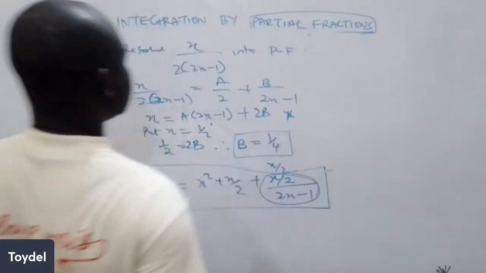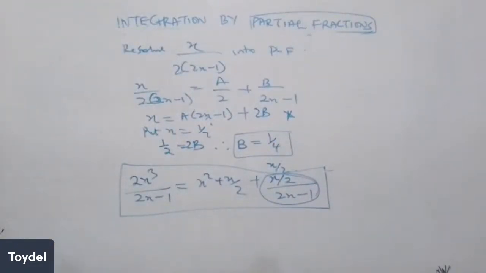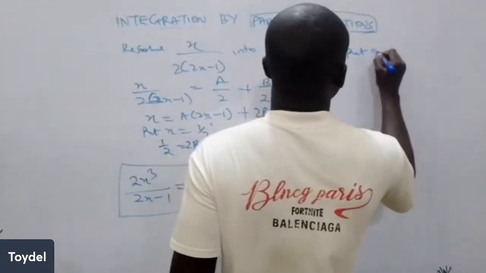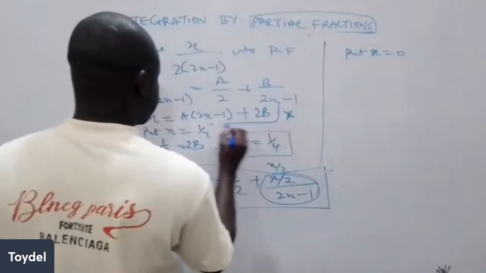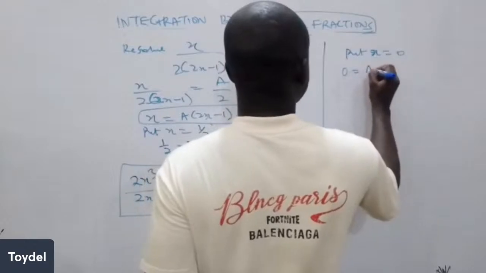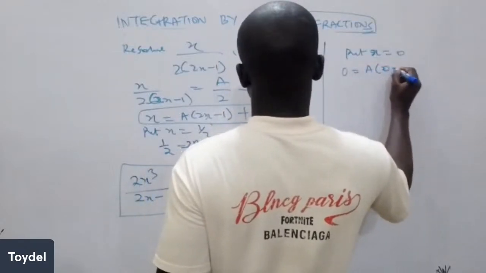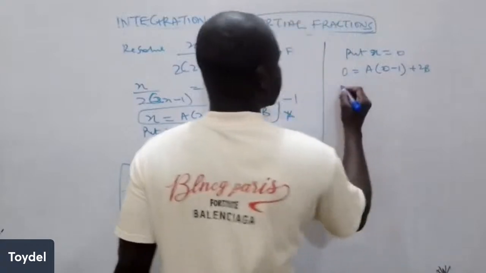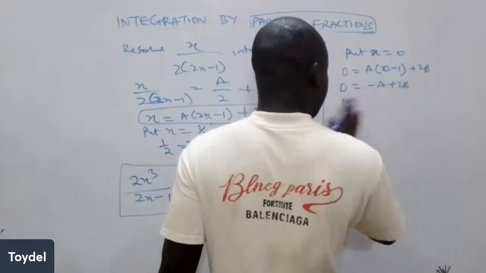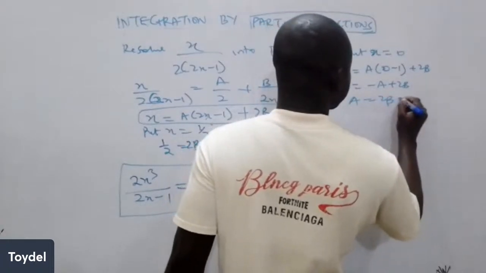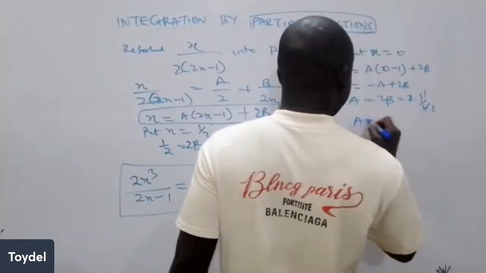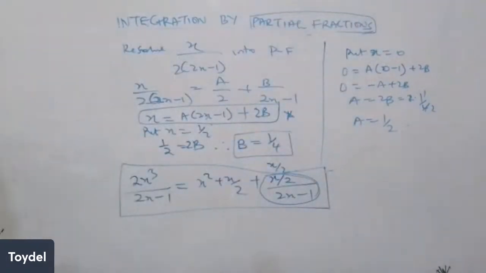I've gotten the value of b. Then how do I get the value of a? I can now go ahead and put x equal to 0. This is what we want to resolve. If x equals 0, I'm going to have 0 equal to a into brackets 2 times 0, that's 0, minus 1, plus 2b. Then I will have 0 equal to minus a plus 2b. Then a will be equal to 2b. That is 2 multiplied by b, which is 1 all over 4. So a will be equal to half.